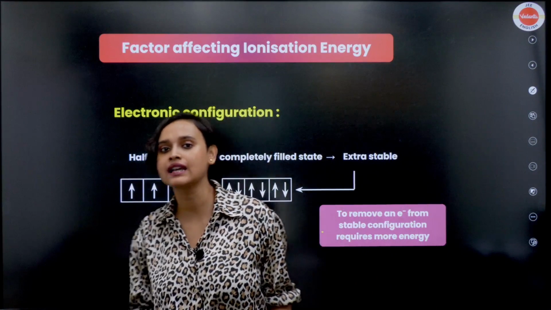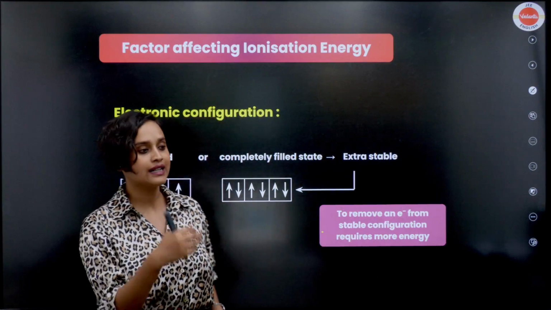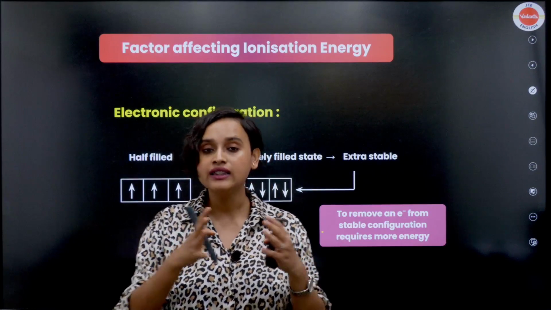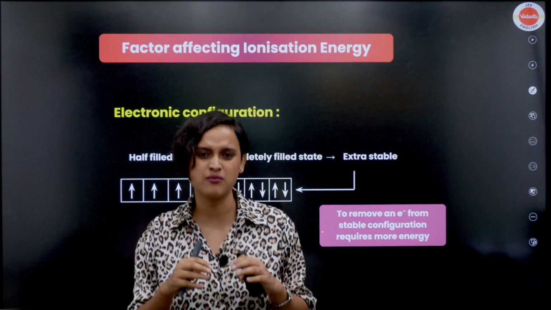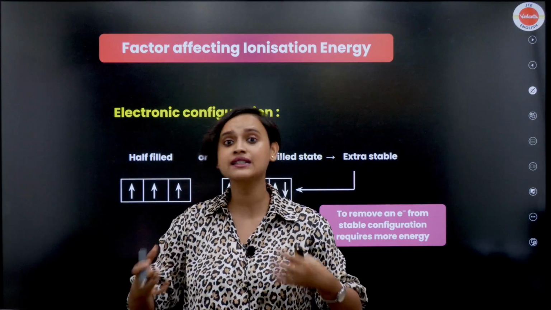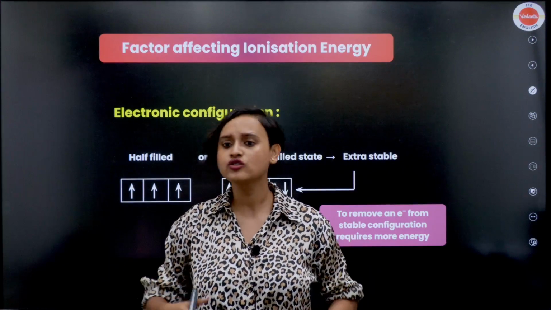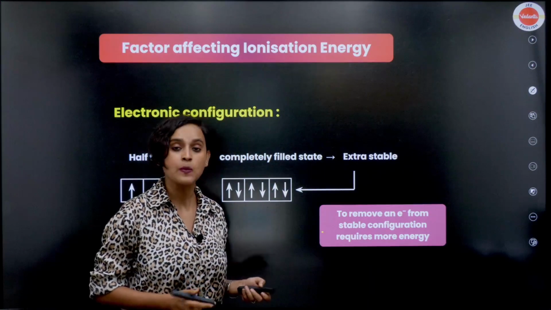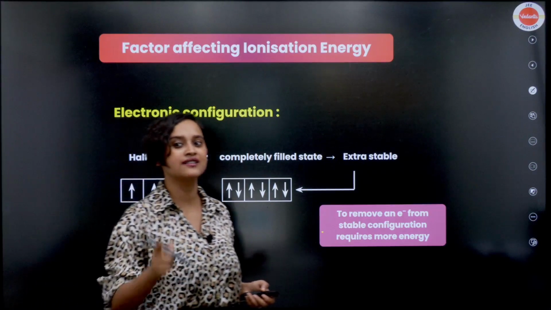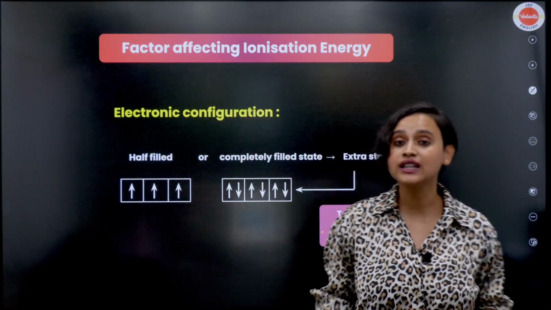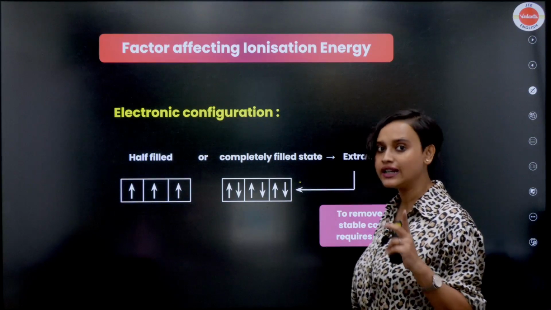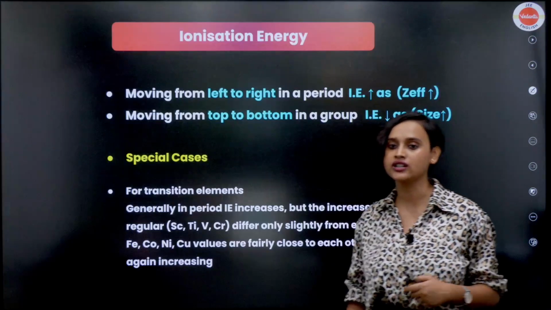Now we come to electronic configuration. What we have seen is the half filled or the fully filled, that is p3, p6, d5, d10. These ones are extra stable, they are very stable and they don't want to give their electrons away. Why? Because their stability will get messed up, right? So, they don't want to give out their electron. With this stability, the ionization energy increases. It's very hard to break this stability. So for fully filled and half filled, the ionization energy increases.